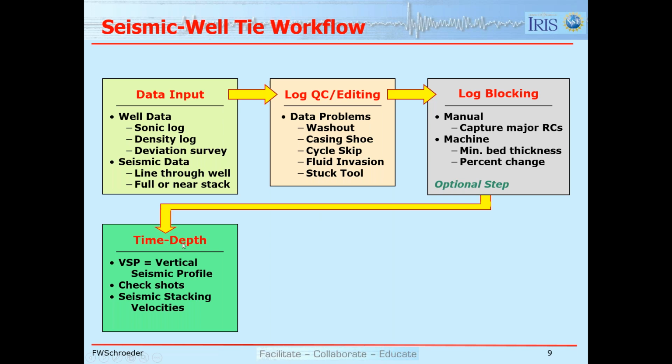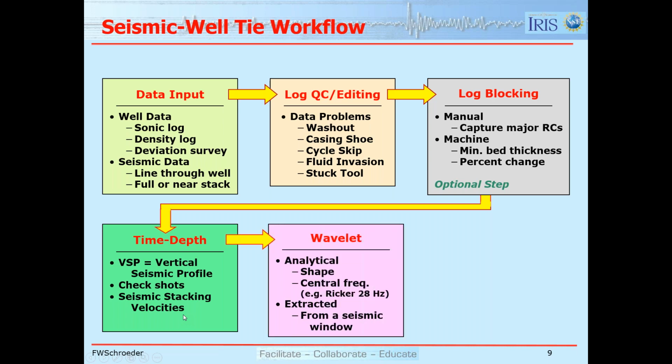We need some time to depth data to calibrate against. The vertical seismic profile is the most dense sampling of time and depth, using many locations or depths at which the wellbore geophone is positioned. Check shots, we have fewer control points, but it still gives us good data. And if we don't have a VSP or a check shot, then what we'll use is the velocities that the seismic data processors develop in order to stack their data.